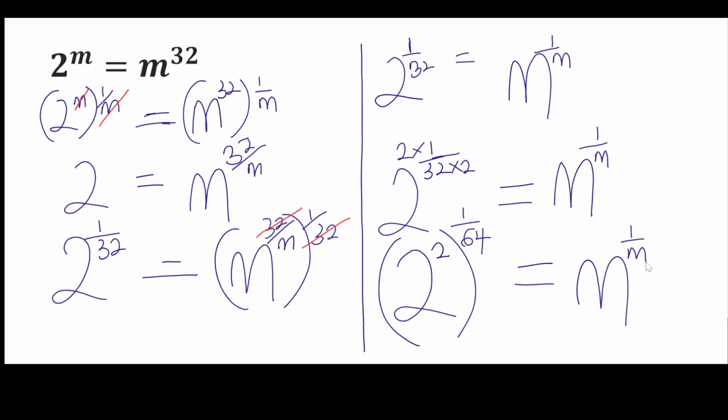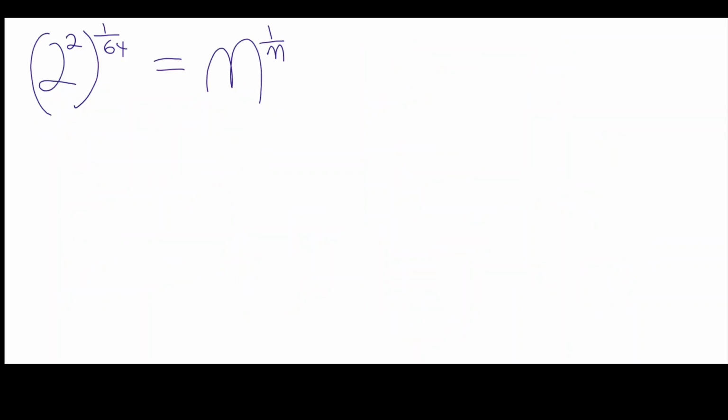Now let me write this in the next slide. So I have 2 to the power of 2, then inside the bracket, to the power of 1 over 64 equals m to the power of 1 over m. Of course, it's going to equal 4 because 2 to the power of 2 is 4. So I'm going to be writing 4, then to the power of 1 over 64. So I have 1 over 64 as the power. So everything equals m to the power of 1 over m. Nothing is being changed on the right hand side.